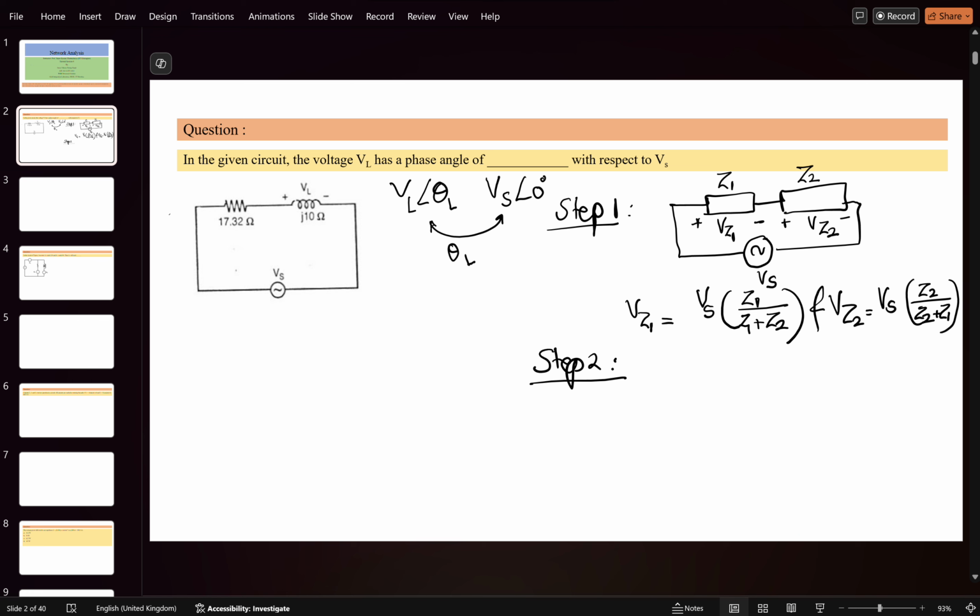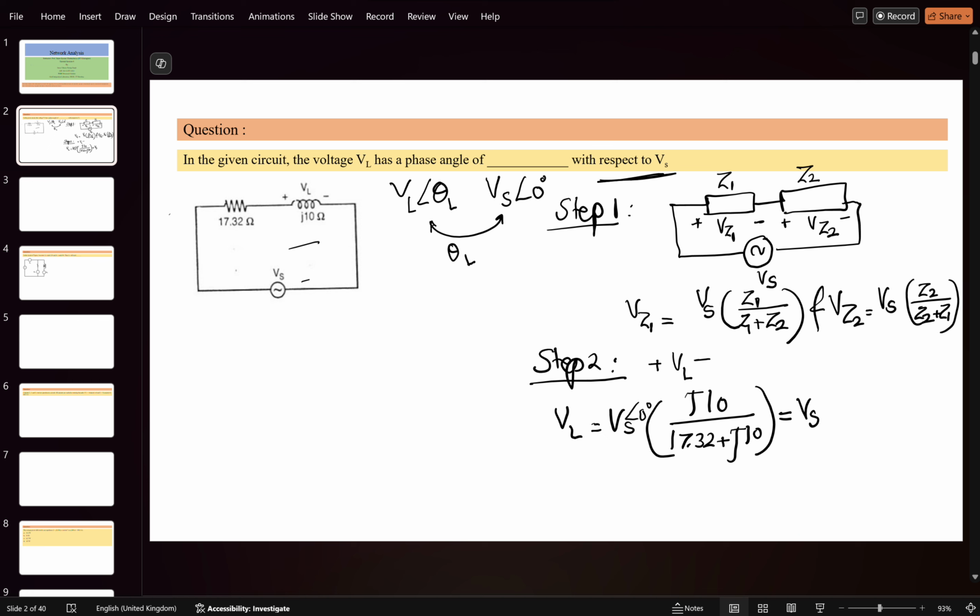Step two is applying this principle to the circuit. It is asking what is the voltage across the j10 ohm, that is simply the value of VL. By the same principle, the value of VL will be equal to VS times j10 divided by 17.32 plus j10. If you convert into phasor terms, I am considering VS angle 0 degree, because we have to take it with respect to VS. So let's assume its phase angle is 0.